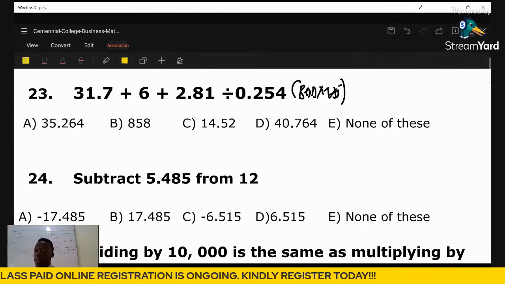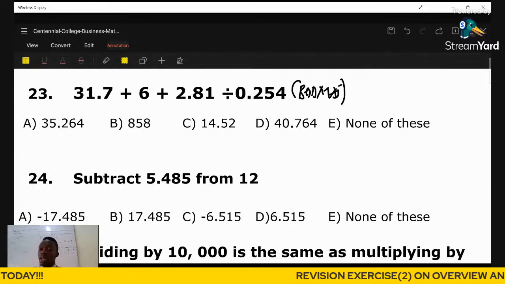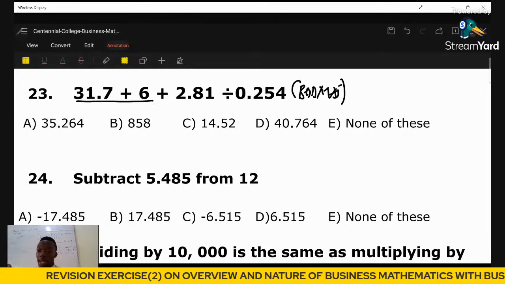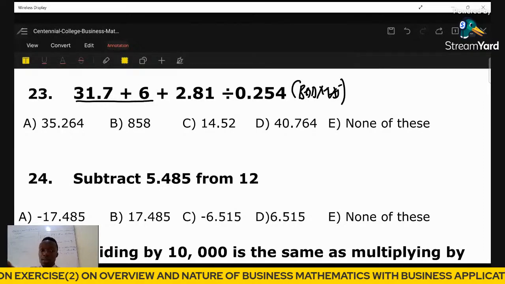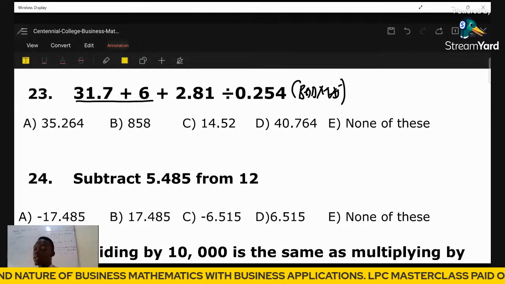If bracket first, then we don't have any bracket here, move on to of. Do you have any of here? No. So we move on to what? Division. But before that, the numbers that we can add are 31.7 plus 6. It's only these two numbers that we can add. So once we add the two numbers, we keep it there, and then we divide 2.81 by 0.254.